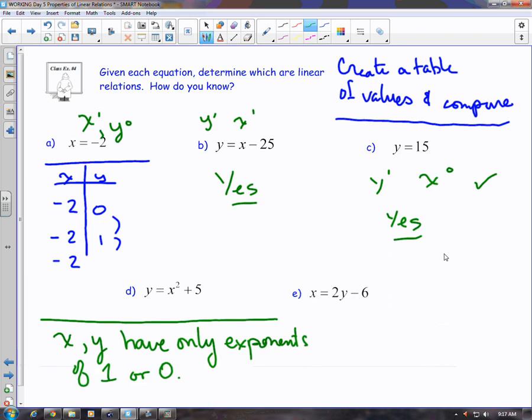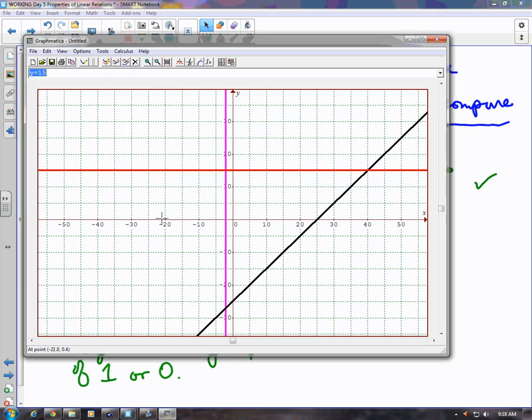All right, looking down at question D, y is equal to x squared plus 5. Okay, so the y has an exponent of 1, but the x has an exponent of 2. And in order to be linear, x and y can only have exponents of 1 or 0. So this one is not going to be linear. In fact, here's what it looks like. y is equal to x squared plus 5.